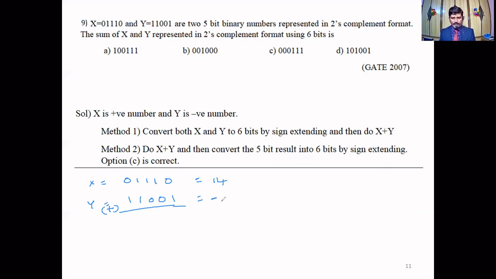Then how to find out the decimal equivalent here? What is the ones complement of 11001? Ones complement is 00110, and two's complement is add 1. Two's complement you can get 00111, right? That means this is a negative number because the MSB is 1, and the magnitude is 7. So minus 7. Answer should be 7, right?